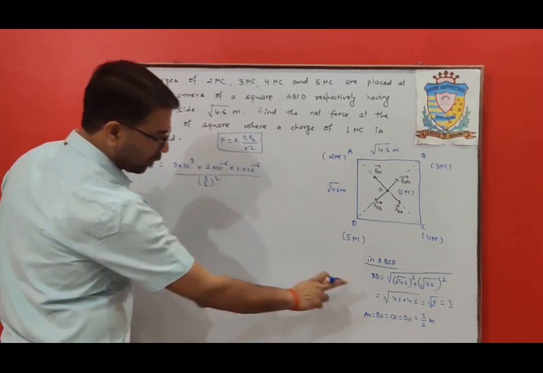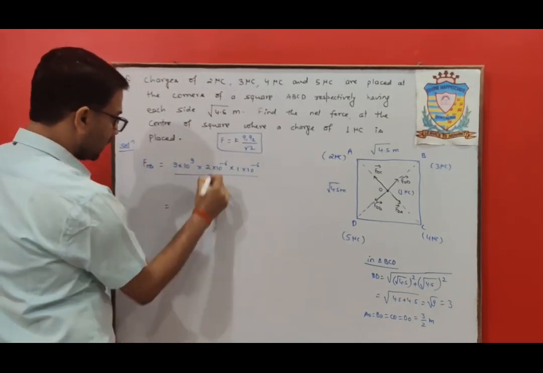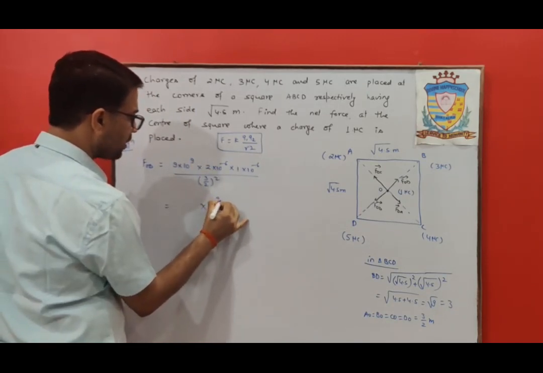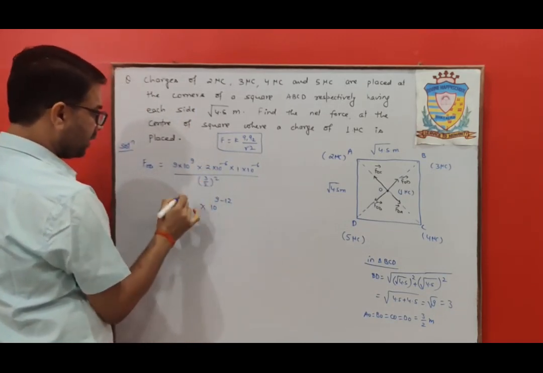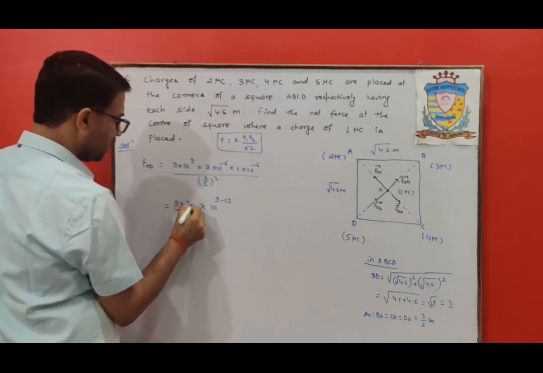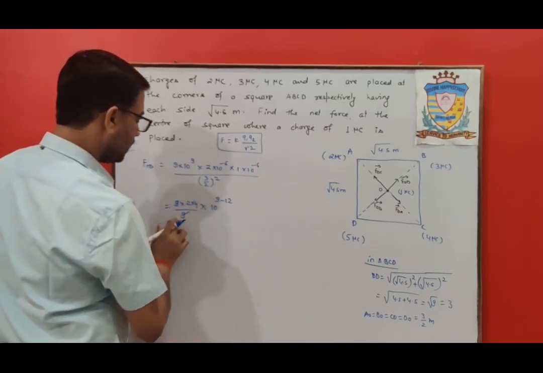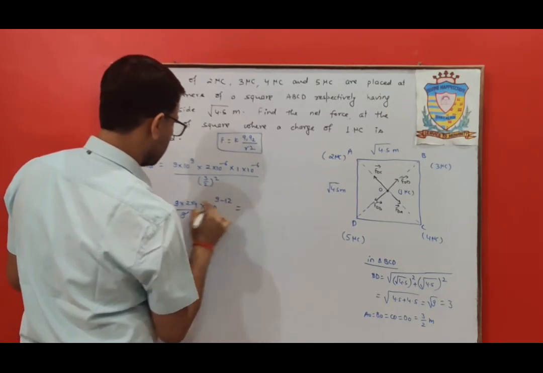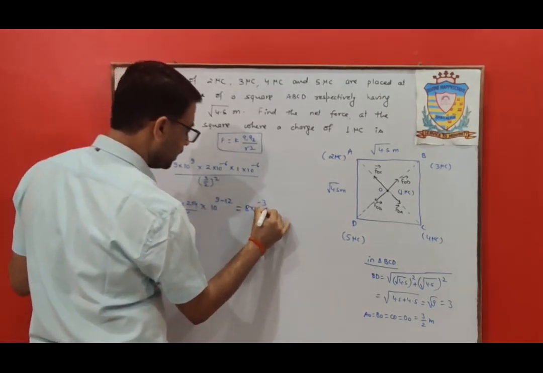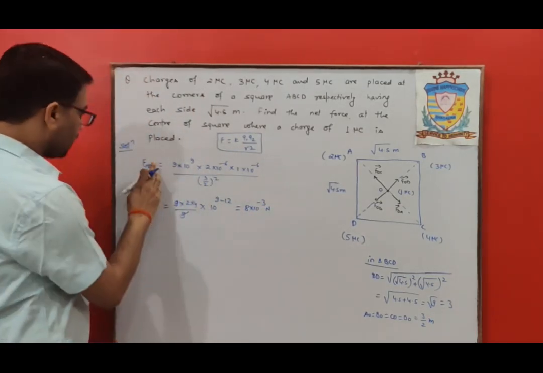After putting the values of 3 by 2 over here, now we calculate the value. Here it becomes 9 into 10 to the power 9 minus 12, and here it is 9 into 2 upon 9 into 4. This will be cancelled out. So here it is 2 fours are 8, into 10 to the power minus 3 Newton. Okay, sorry, it is FOA.